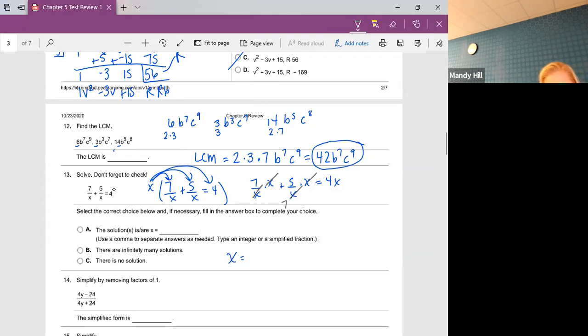well, that means we've got 7 plus 5 equals 4x. And 7 plus 5 is 12 equals 4x. Divide by 4. So x is equal to 3. So number 13 is x equals 3. There is a solution.